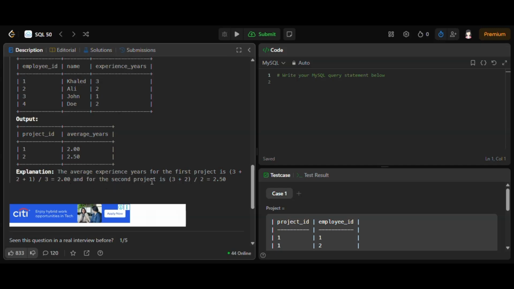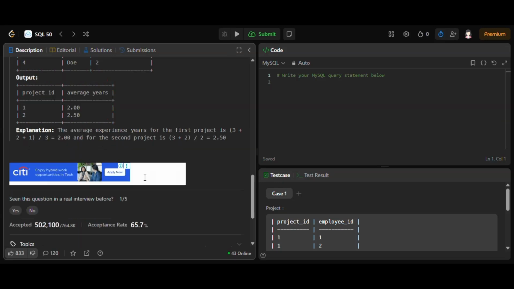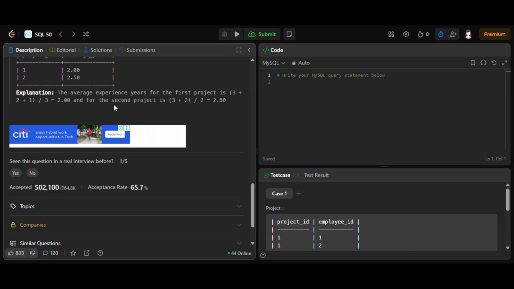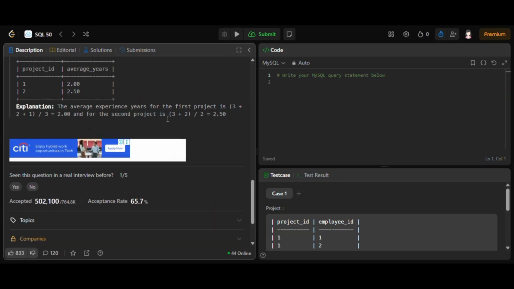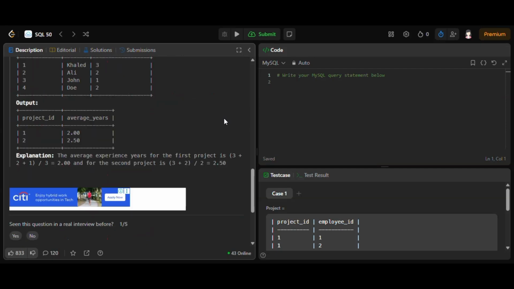And for the second project, we have 2 employees, Khaled and Doe. Khaled's years of experience is 3 and Doe's years of experience is 2. So the average years of experience for the second project would be 3 plus 2 divided by 2, which is 2.50. Okay, I think the question is very clear now. Let's try to write the query part.